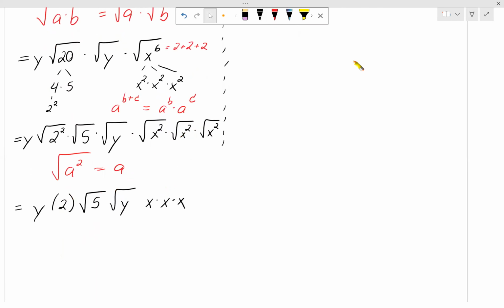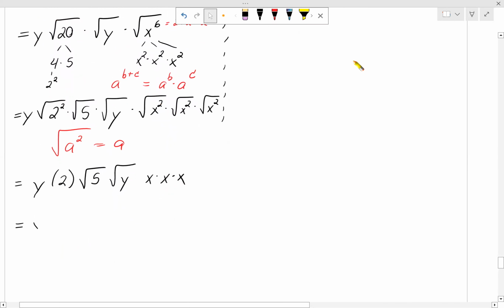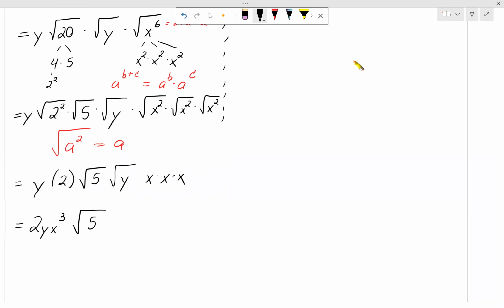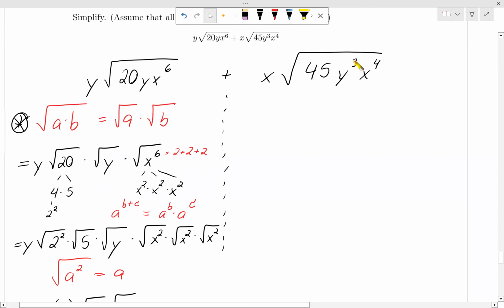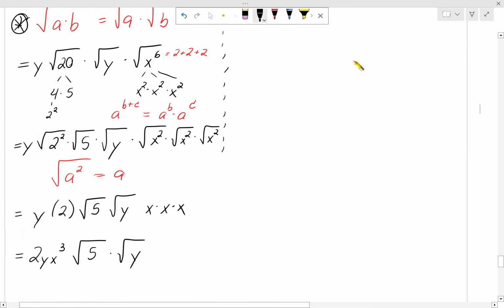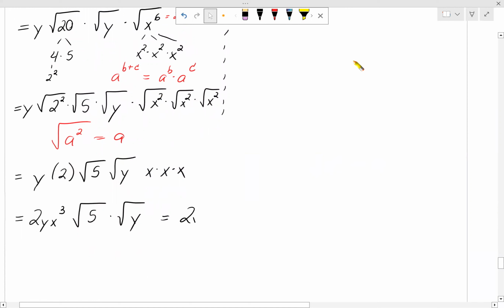And I'm going to move everything to the front. So I'm going to have y times 2, or I'm going to do 2y times x cubed. X times x times x is x cubed on the square root of 5 times the square root of y. Then I'm going to use the property that I used up here, but I'm going to use it backwards. I have square root of 5 times square root of y. So I'm going to say that that is 2y times x cubed on the square root of 5y.